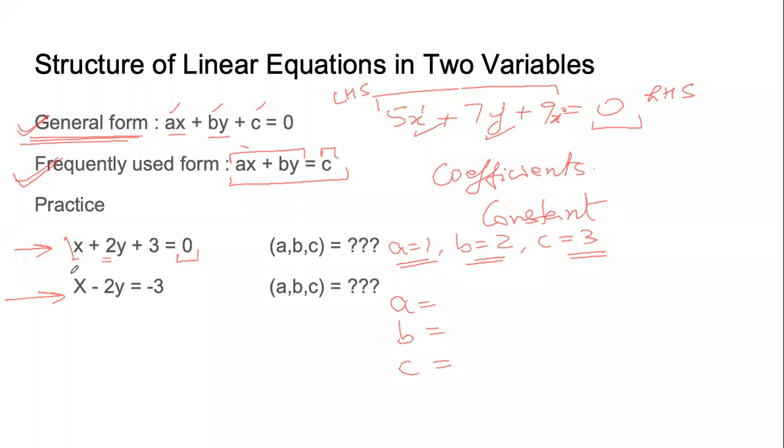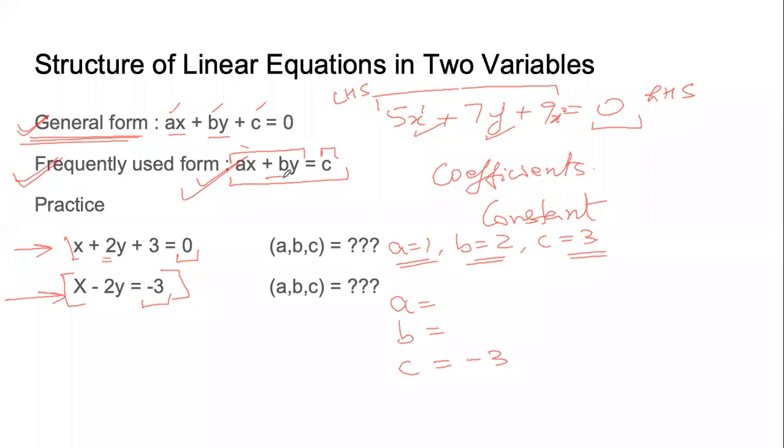Now, the second equation that I asked you to work on, x minus 2y equals minus 3, here the RHS is not 0. So this is not in the general form. This is in the frequently used form. So we have to compare it to the second form, ax plus by equals c. First, we need to know this. Then the answer is easy. Now, in place of c, we have minus 3. So we know that the constant is minus 3.